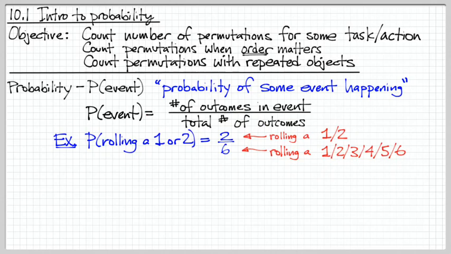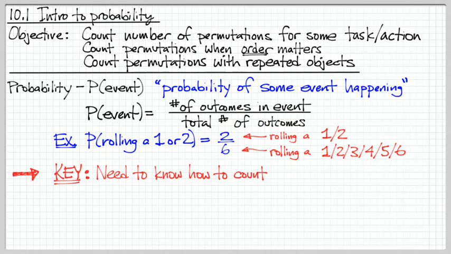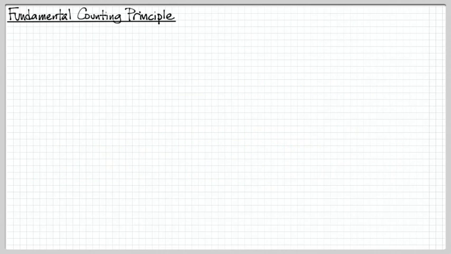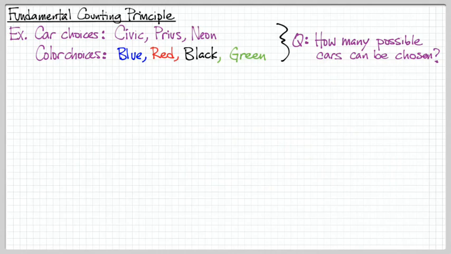But sometimes it's not easy to count, and so today we're really going to concentrate on how do we count. Once we learn how to count better, then we can use that in calculating more challenging probability events. So we're going to start with the fundamental counting principle.